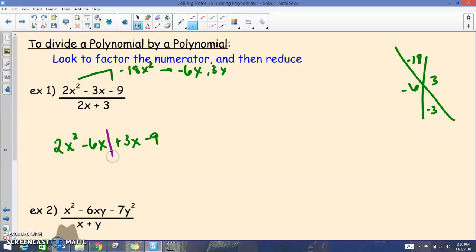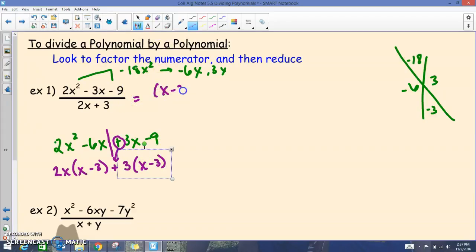Remember, we split our problem in half. Our common factor on the left side is 2x. So then we're left with x minus 3. Don't forget to bring down the sign after the split, so it's a plus. Common factor on the right is 3, and when I factor out a 3, I'm left with x minus 3. So notice it matches inside the parentheses. So that's going to be one of my factors.